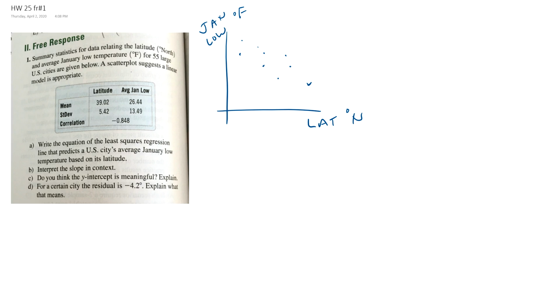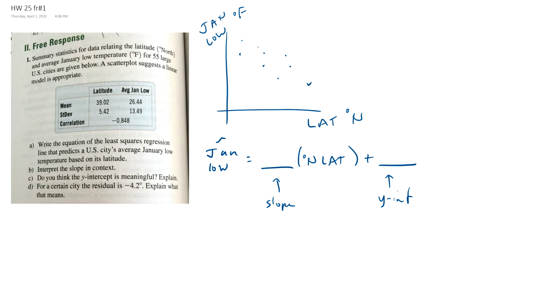Okay, write the equation of the least squares regression line that predicts the U.S. city's average January low temperature based on its latitude. So we're going to have January low equals something times the degrees latitude plus a constant, right? So this, of course, here is my slope, and this is the y-intercept.